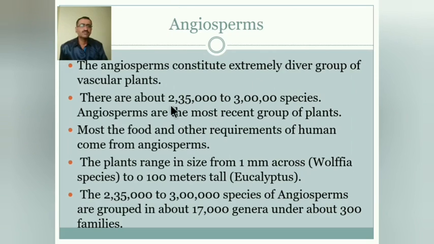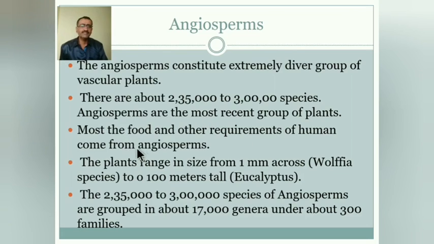And the last group is the angiosperms. The angiosperms consist of an extremely diverse group of vascular plants. There are about 2,35,000 to 3 lakh species of angiosperms. They are the most recent group of plants, and most of the food and other requirements of human beings are fulfilled with the help of this angiospermic group.